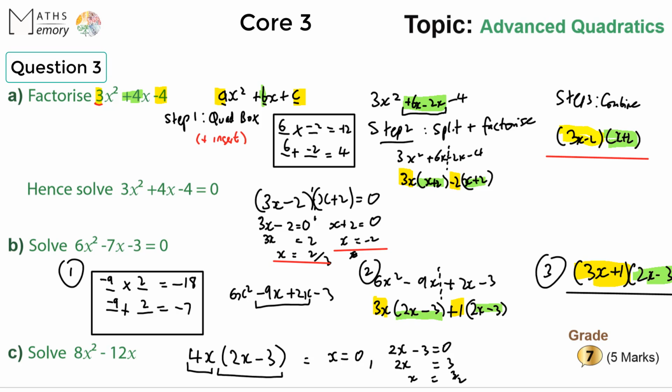So there we have it. X is 3 over 2 or x is 0. You're just about to see that, I think.